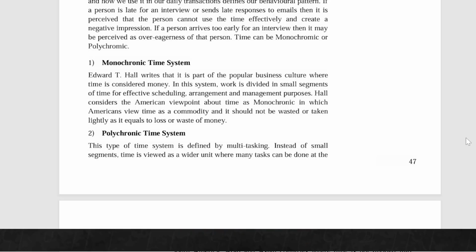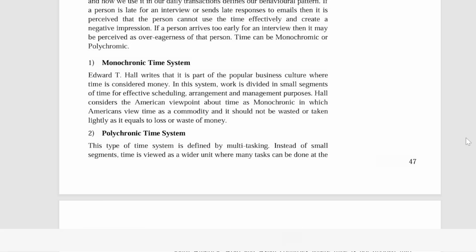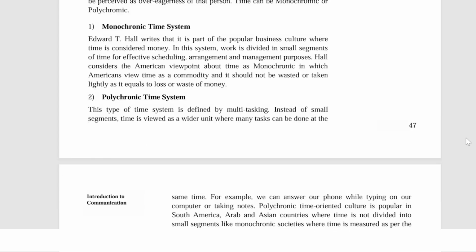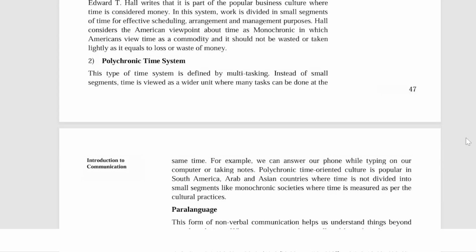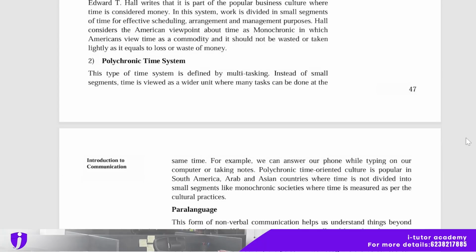Hall considered the American viewpoint about time as monochronic, in which Americans view time as a commodity and it should not be wasted or taken lightly, as it equals loss or waste of money. And the polychronic time system is defined by multitasking. Instead of small segments, time is viewed as a wider unit where many tasks can be done at the same time.